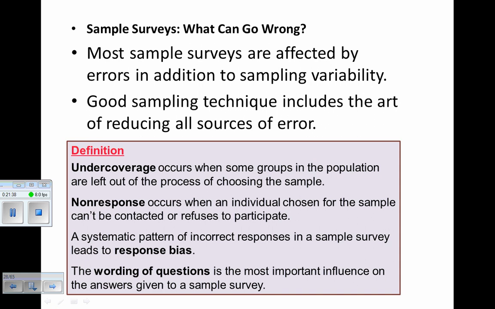All right, so sample surveys are affected by errors in addition to sampling variability. Good sampling techniques include the art of reducing all sources of error. So don't forget, we had undercoverage, non-response, response, and wording of questions can all be bad.